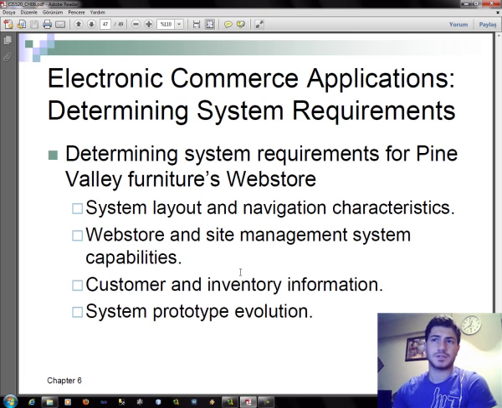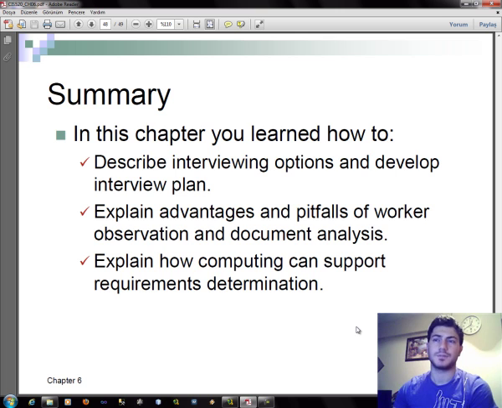Electronic commerce applications: determining system requirements. Determining system requirements for Pine Valley Furniture's web store: system layout and navigation characteristics, web store and site management system capabilities, customer and inventory information, system prototype evaluation.